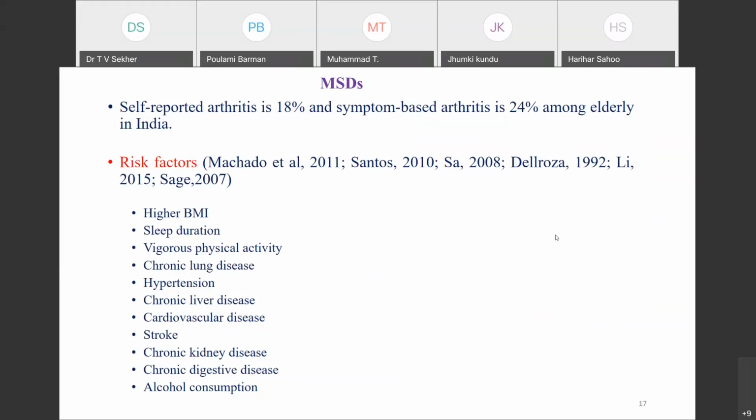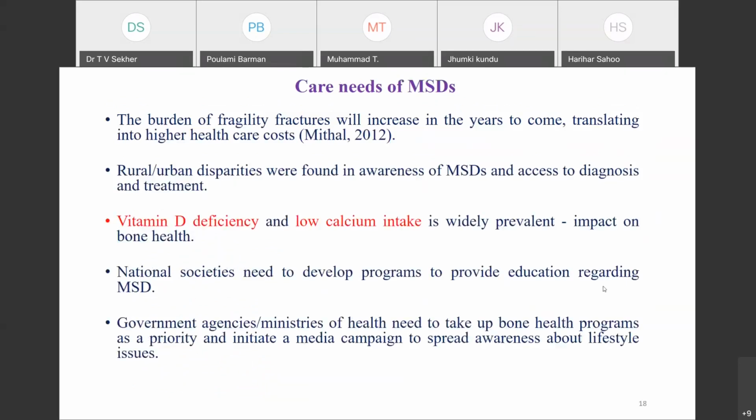The specific factors which are responsible are higher body mass index, sleep duration, vigorous physical activity, chronic lung disease, hypertension, stroke, chronic kidney disease, chronic digestive disease, as well as alcohol consumption; these are some of the risk factors found in several studies. The burden of fragility fractures will also increase in years to come, and that translates into higher healthcare costs. Vitamin D deficiency and low calcium intake are widely prevalent and impact bone health. So government agencies or ministries of health need to take up bone health programs as a priority and initiate a media campaign to spread awareness about lifestyle issues.